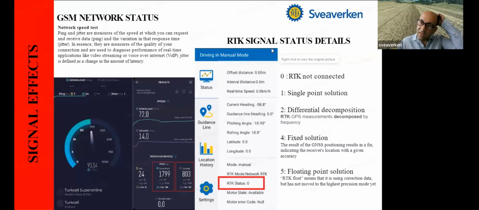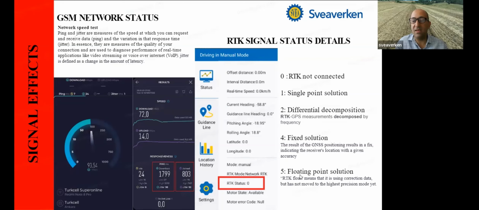On the other hand, again, on the status page, we have the RTK status marked as a red box here. So we may see the value from 0 to 5. The normal condition is a fixed solution, which is 4, that we need, or it's a must value.